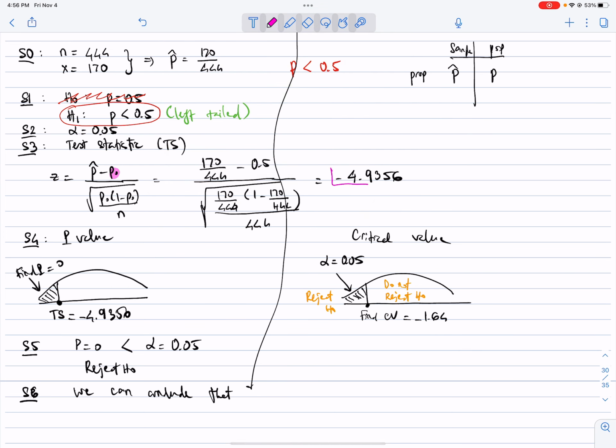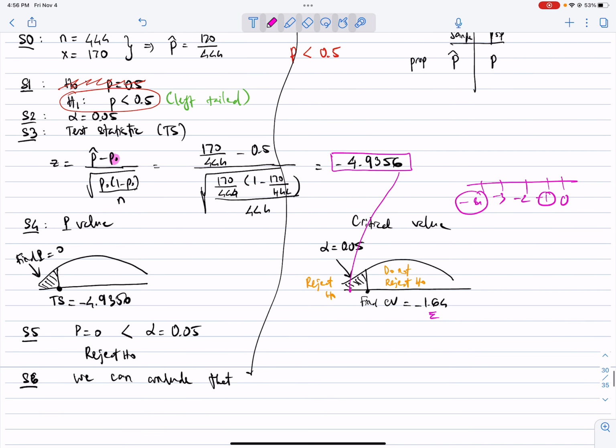Then we see that the test statistic lands here because it's about -4. So here we have 0, -1, -2, -3, and -4. So -4 is on the left side of -1, right? So it lands in the reject the null region. So we say reject the null in step 5, and in step 6 we make the same conclusion.